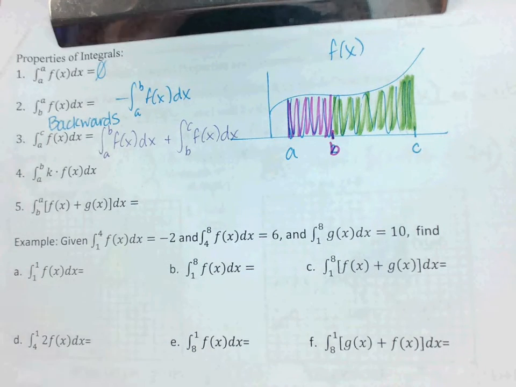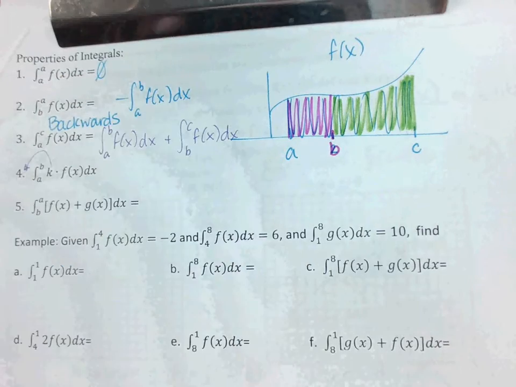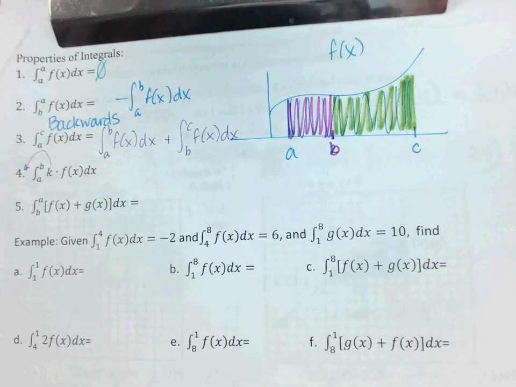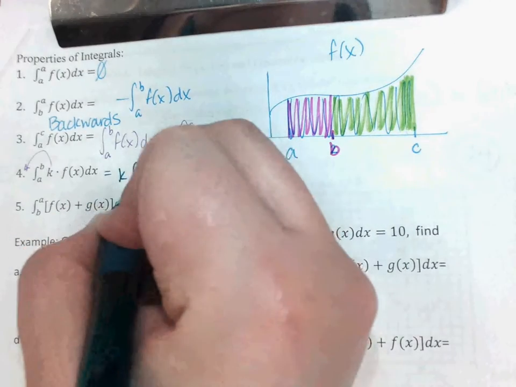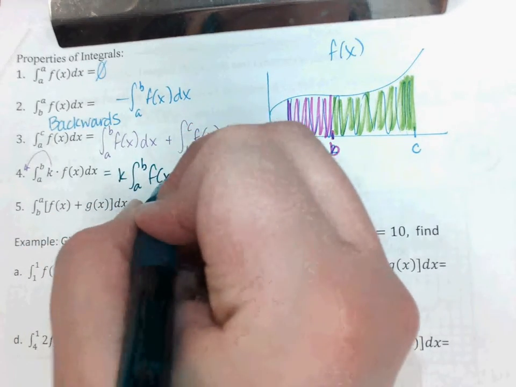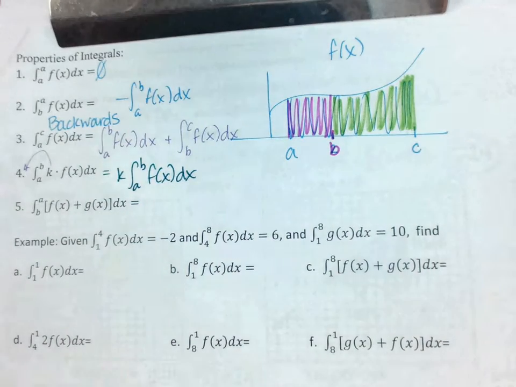Okay, next one, just like with limits, whenever you have a constant, you can just pull it out to the front. So if I have a constant K in my integral, I can pull it out, find the integral, and then multiply it after.